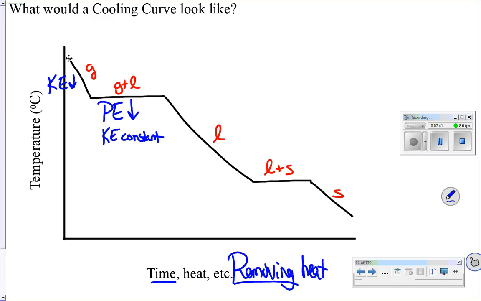During my liquid-only phase right here, my kinetic energy is again decreasing. Here I've got my potential energy decreasing. My kinetic energy is going to stay the same. And then finally, as I continue to remove heat from the solid state, my kinetic energy will decrease.